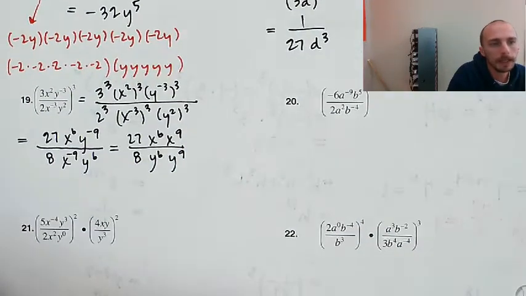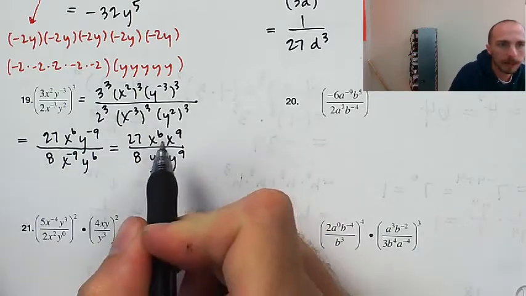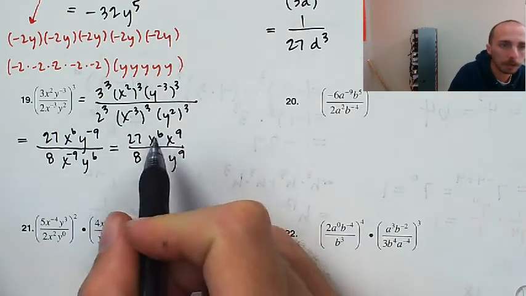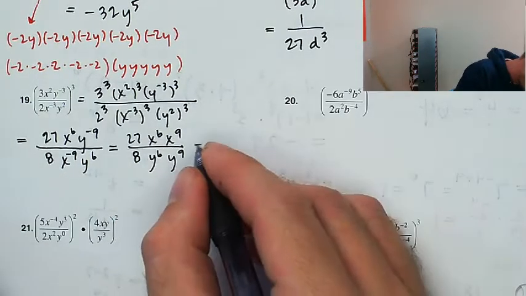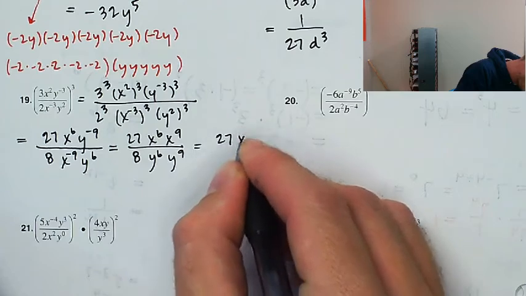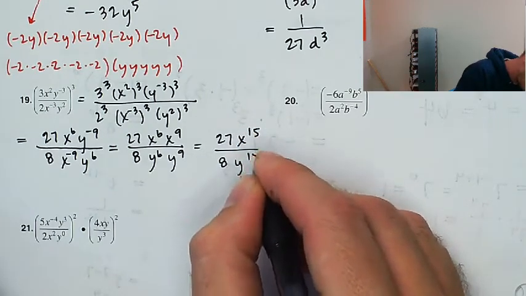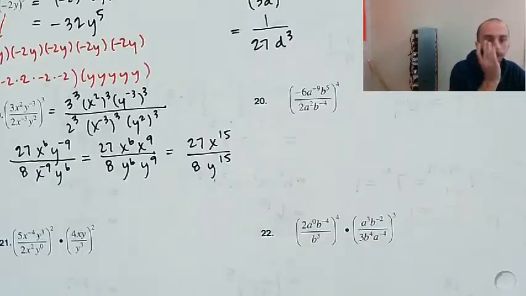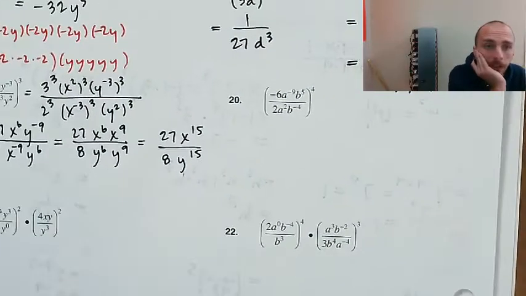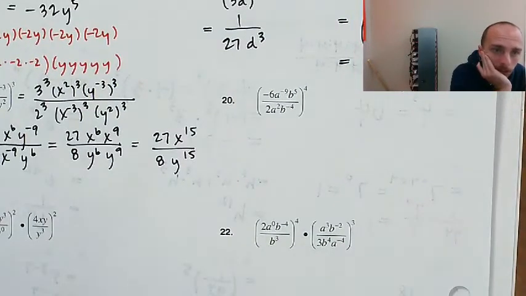Okay, and now I'm going to combine these x's that have the same base, right? And I can add the exponents. So that's 27x to the 15, like I was saying earlier, divided by 8y to the 15. Okay, and then this one.